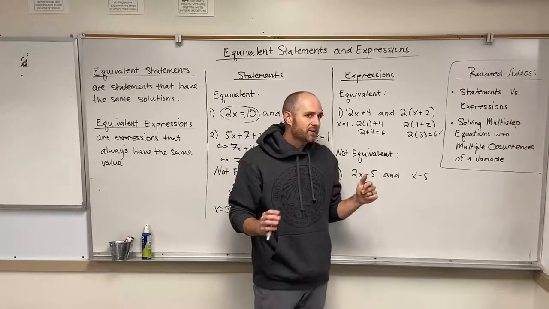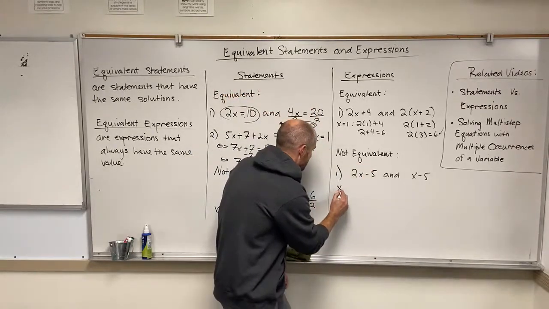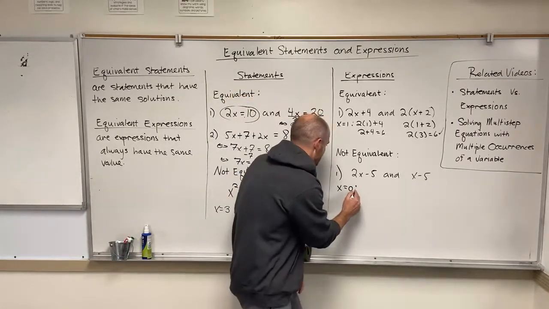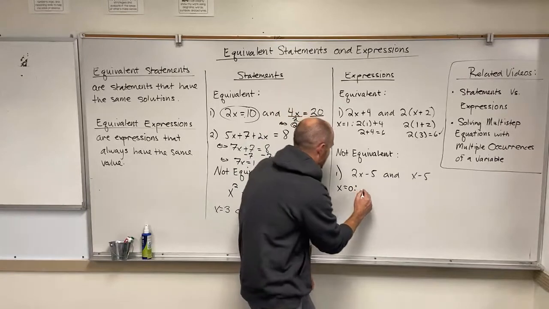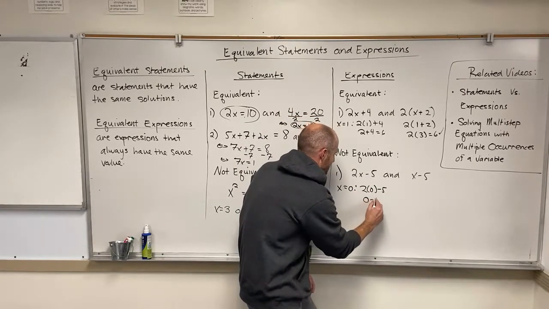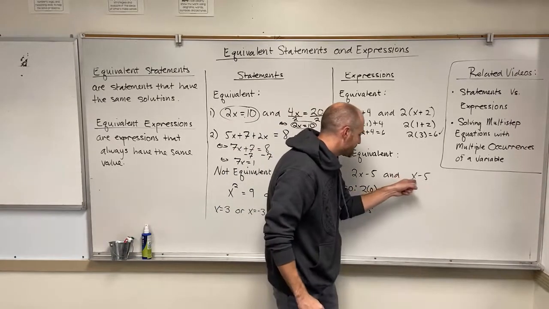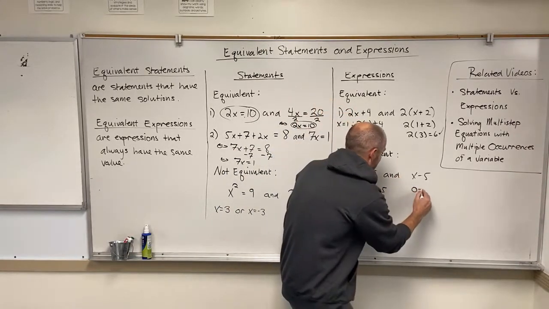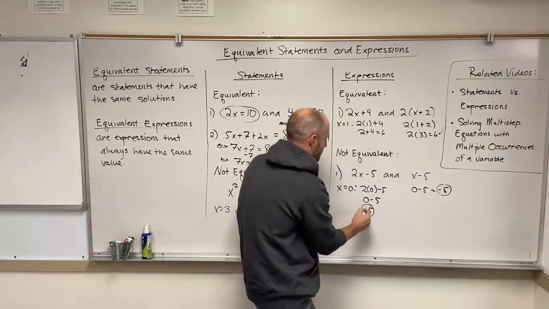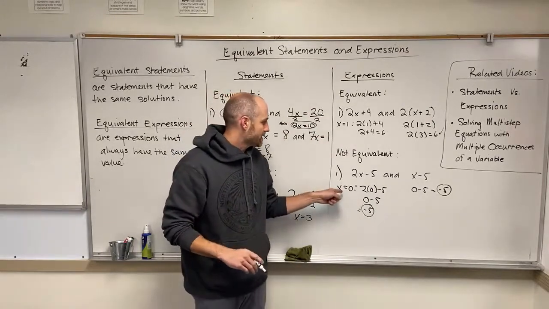If you just get unlucky and choose a value like x equals 0, you might get tricked into thinking that they're equivalent, but they're actually not. So if we choose x equals 0, we'll get 2 times 0 minus 5, which is equal to 0 minus 5, which is equal to -5. And then over here, if you put 0 for x, we would have 0 minus 5, which is equal to -5. So you can see that these two expressions produced the same value when x is equal to 0.